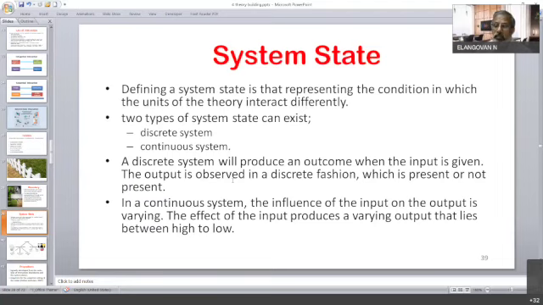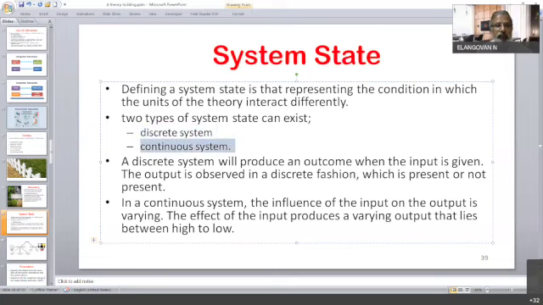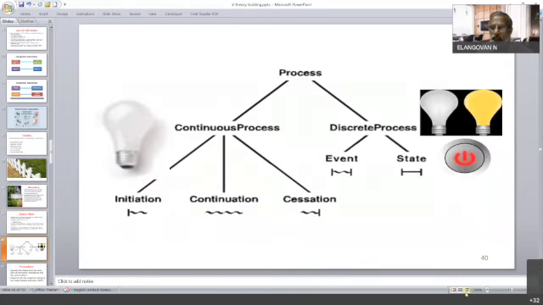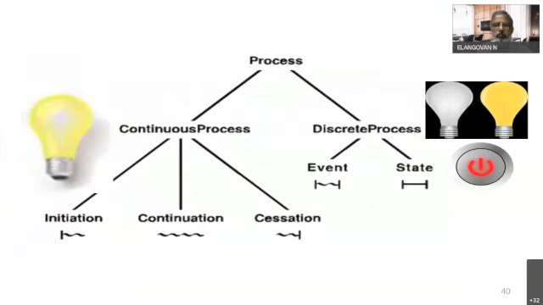But the output can be different. It can be a discrete output, and we call it a discrete system. So the output can be a discrete output, or the output can be a continuous output. I will explain what a discrete output and a continuous output are. Theories can predict in a discrete way or in a continuous way. This is a good example of what is discrete and continuous.